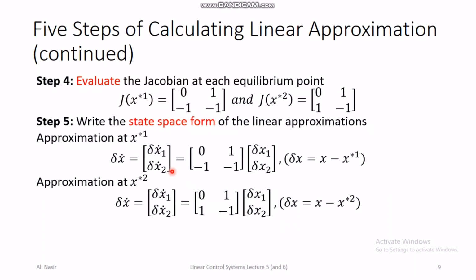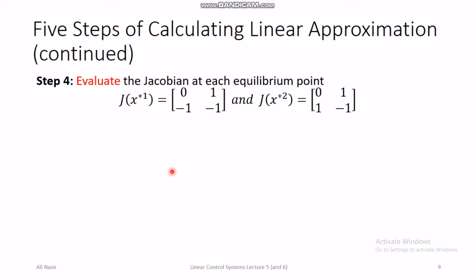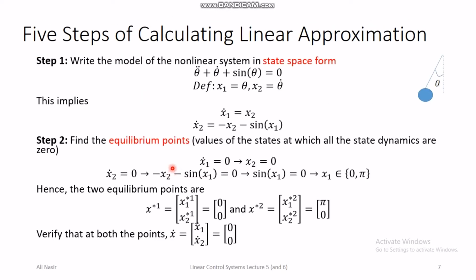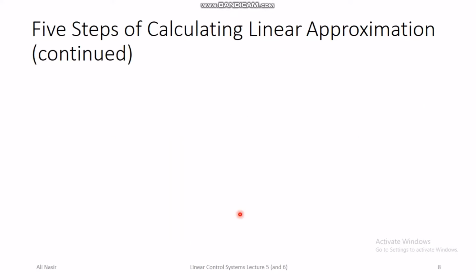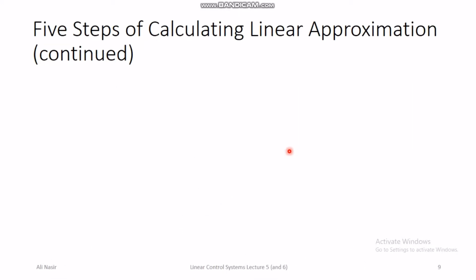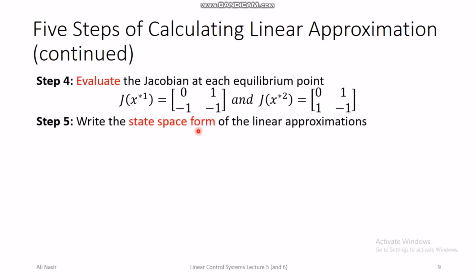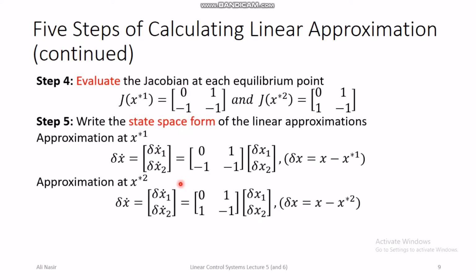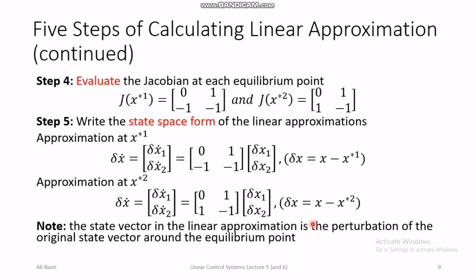So you can see here the 5 steps of linear approximation. Step number 1 was to write the system in state space. Step number 2, find the equilibrium points. Step number 3, find the Jacobian matrix. Step number 4, evaluate the Jacobian matrix at the equilibrium points. And step number 5 is to write the linear approximation at different equilibrium points in the linear state space form. So this completes lecture number 5, and we continue on to lecture number 6 in the same video.